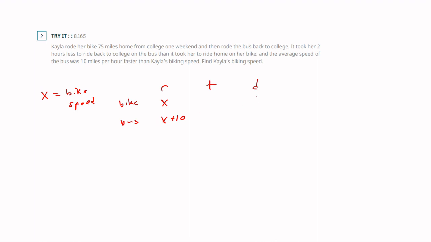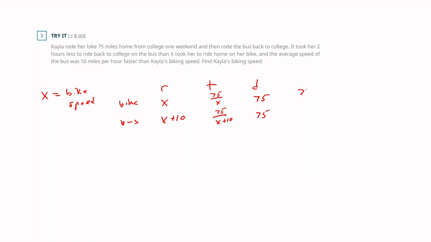Now, how far did she go? Each time, to and from college, she's going 75. So let's do our ratio column here, where it's always the proportion, or I should say the ratio. Okay, now we have this column here. We needed the time in order to set up the story. And here's what we've got. It's 2 hours less on the bus. So we need these to match.